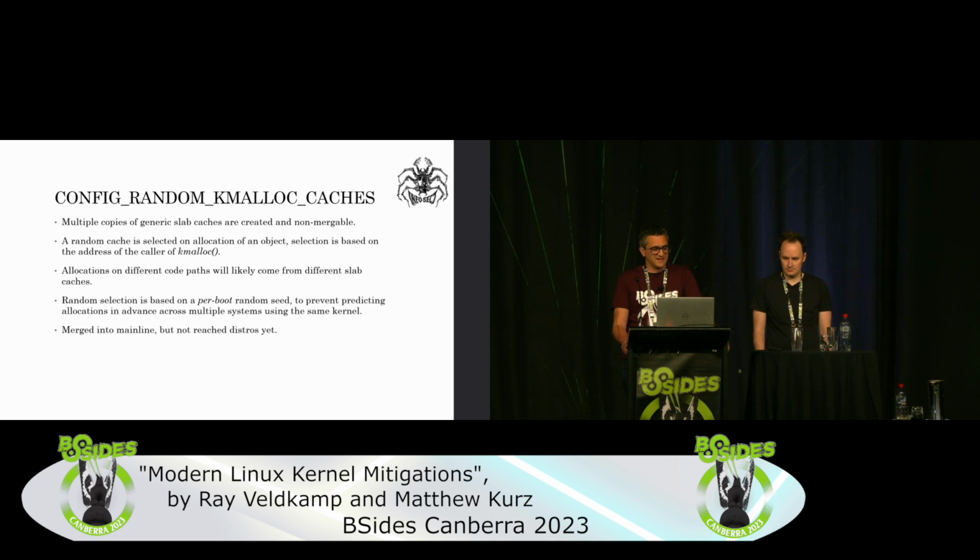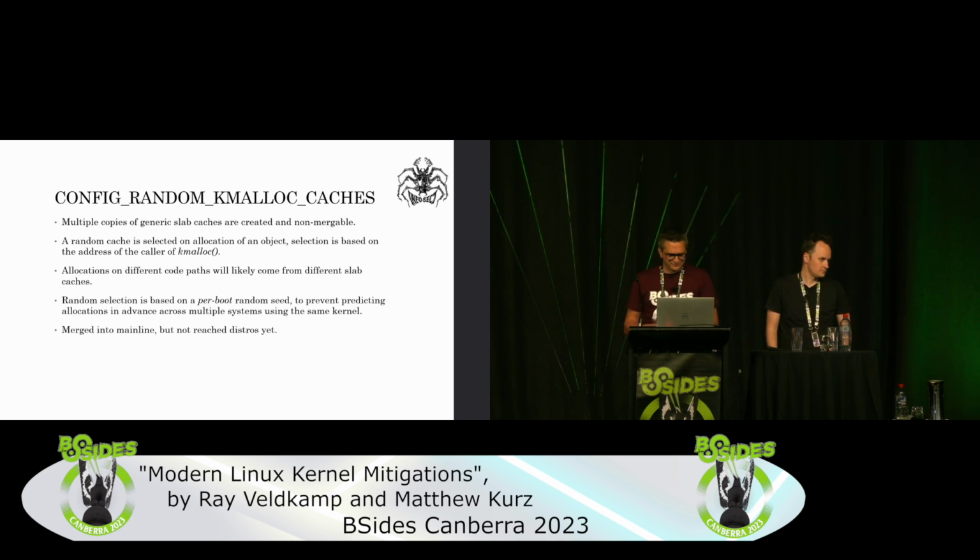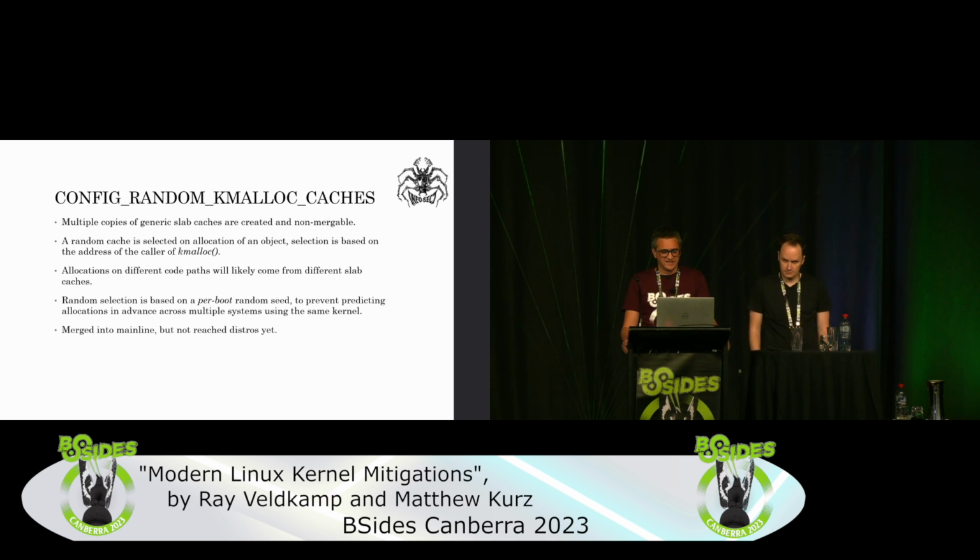This random selection is done based on a per-boot random seed, to prevent using that seed to predict the random allocation order. This is merged into mainline, but it hasn't reached distros yet. From the git commit messages, there's some initial benchmarking, and it looks like the performance impact is quite minimal. So we expect this to land in distros at some point soon.